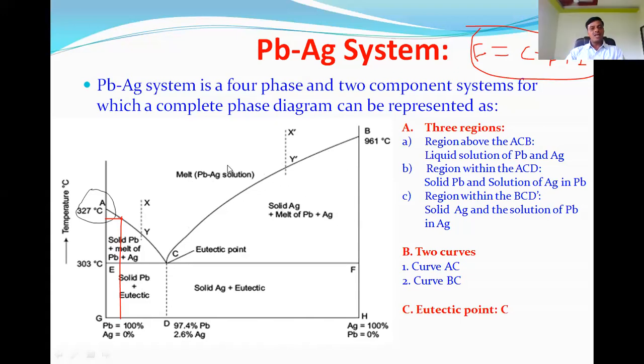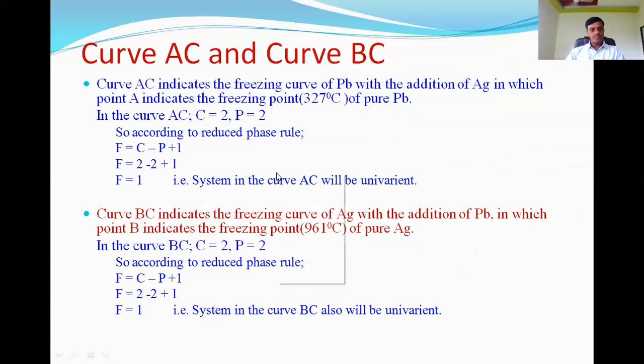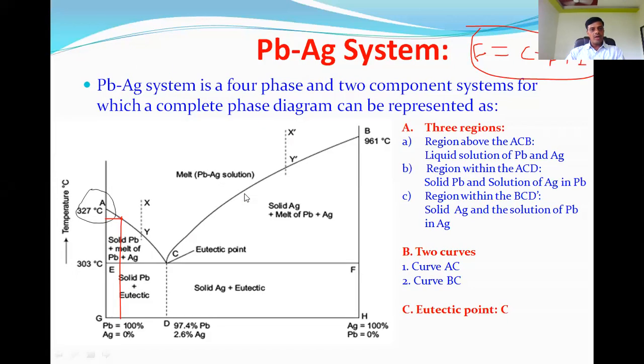Okay, along this curve also two phases exist, therefore number of degrees of freedom is equal to 1. Therefore we can say on this curve also, if we fix any point, the other variable can automatically be predicted, or its value gets automatically fixed.